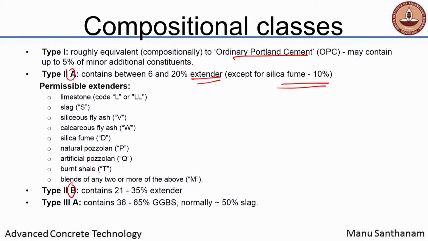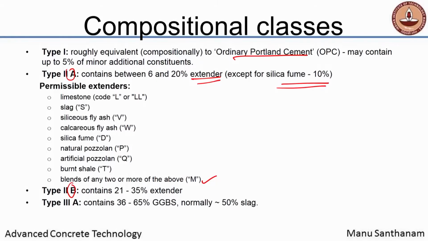You have limestone. If you have limestone, it is given the name type 2A-L. If you have slag, it is called type 2A-S, and if you have natural pozzolan, it is called type 2A-P, just indicating what is the possible replacement that is present in the cement. So, you can see all kinds of combinations are possible, because you have this final category of the blends of any 2 or more of the above. So, you can actually have more than 2 also. You can have a multi-blend cement produced under the Portland composite cement standard. So, it gives a lot of flexibility depending upon what you want in a particular situation.